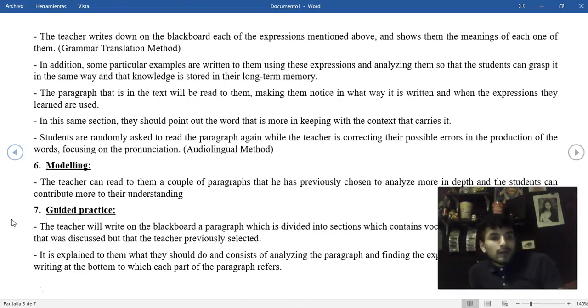Next we have the modeling. The teacher can read to them a couple of paragraphs that he has previously chosen to analyze more in depth, and the students can contribute more to their understanding.